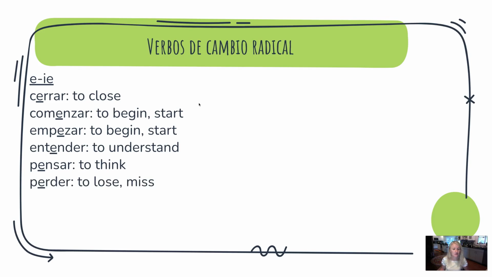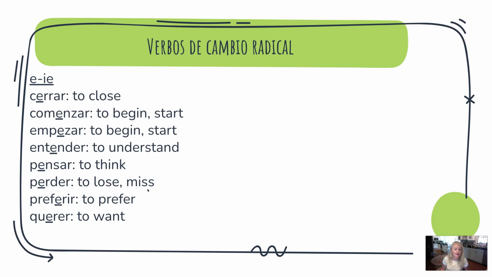Perder is to lose or to miss, like to lose something. That's pretty clear. It's missing in terms of like missing a train or missing class. It's not the kind of miss like when you miss someone that you love. That's a different verb that we won't get into right now. And preferir is to prefer. So this is the E that changes to IE in preferir.